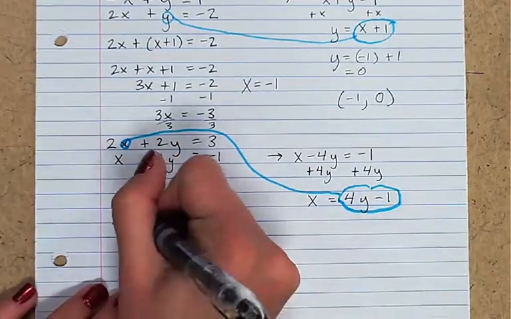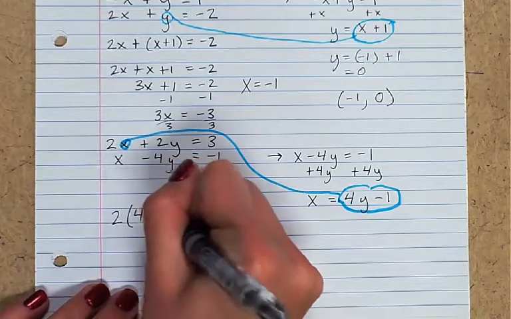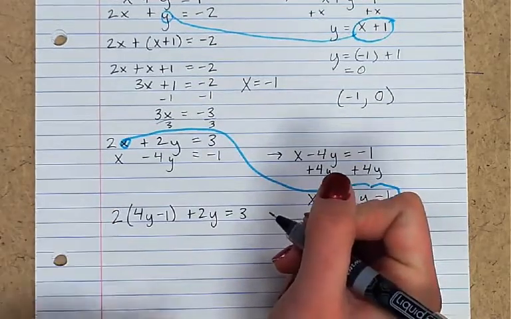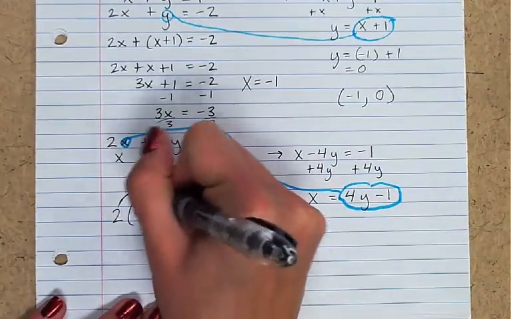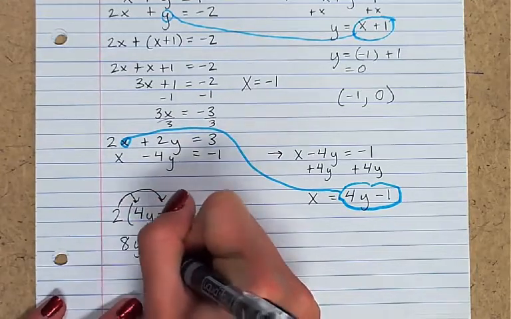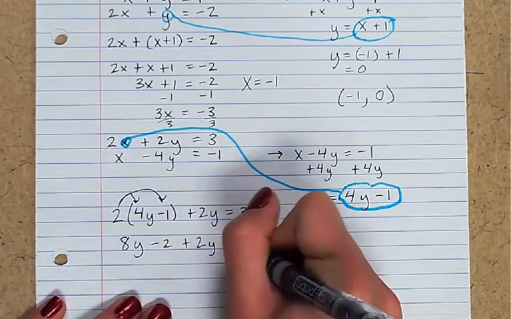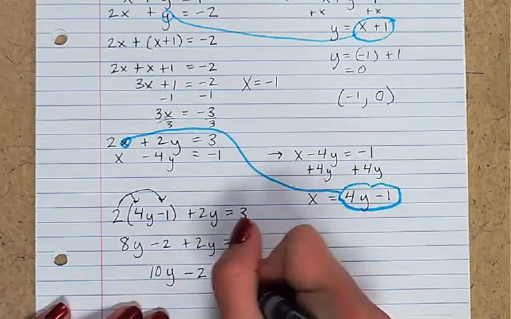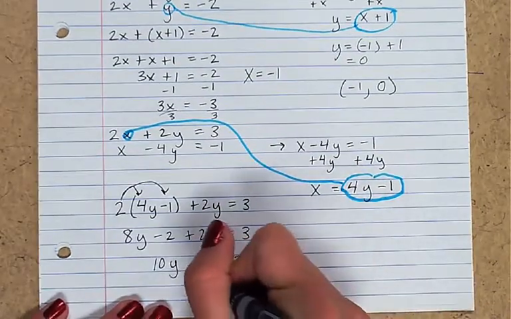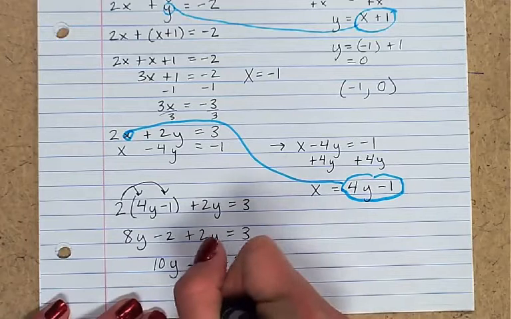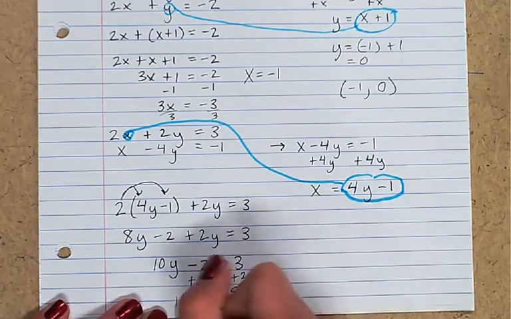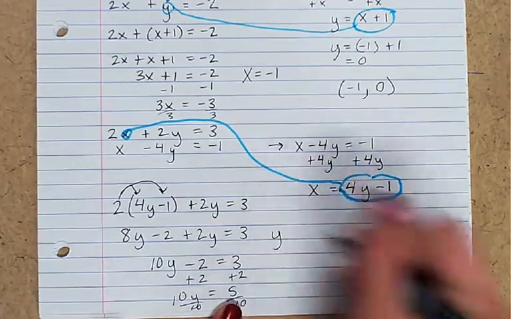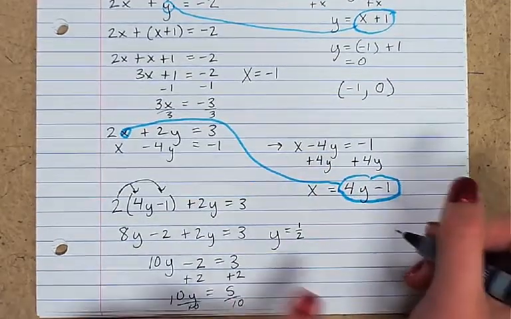So don't forget that 2 is in the front, and then I'm going to substitute in 4y minus 1, plus 2y equals 3. On this one, we have a number outside the parentheses, so you're going to distribute it to both parts. So we have 8y minus 2 plus 2y equals 3. Combine our like terms, and then solve for y. So add 2. Divide by 10. Remember to simplify this fraction. 5/10 is 1/2. Okay, so we got our y-coordinate.